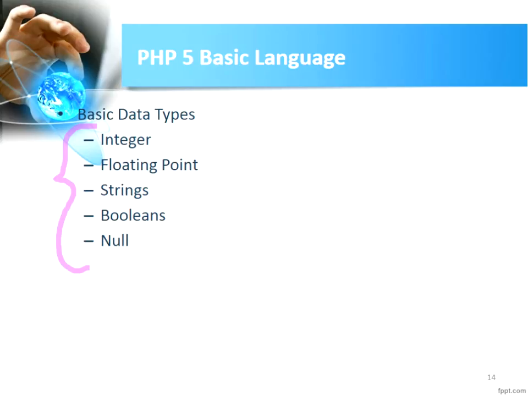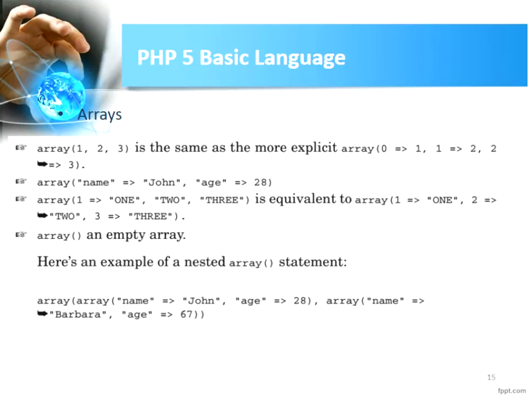and now we will continue with this chapter with the basic data types. So in PHP we can code 5 basic data types like integer, floating point, strings, booleans, and null.